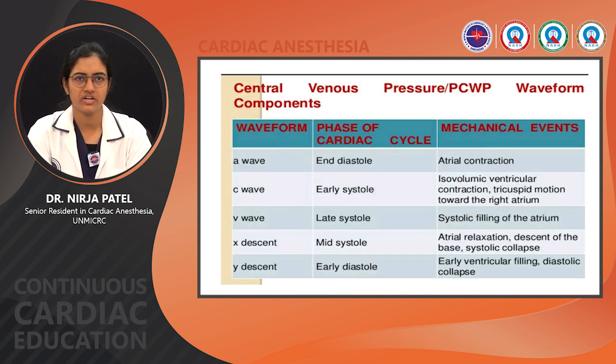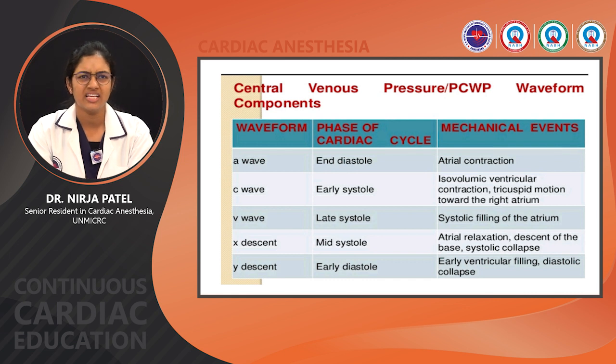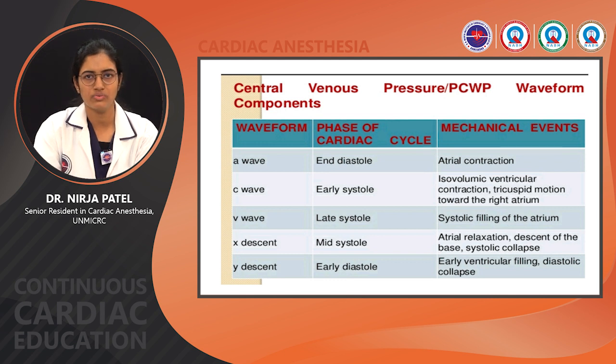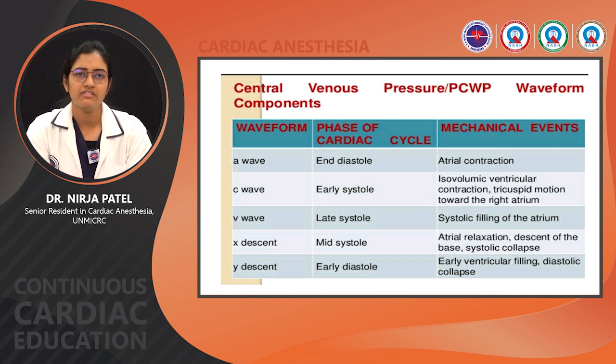So the central venous pressure waveform which we can get by pulmonary artery catheter is a, c, x, v, y. As we know, A is for atrial contraction, C is in early systole, during the isovolumic ventricular contraction, when the tricuspid valve moves towards the right atrium. V wave is from systolic filling of the atrium. X descent is due to atrial relaxation, descent of the base and systolic collapse. Y descent is due to early ventricular filling and diastolic collapse.